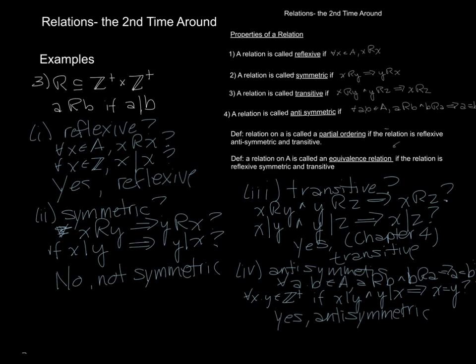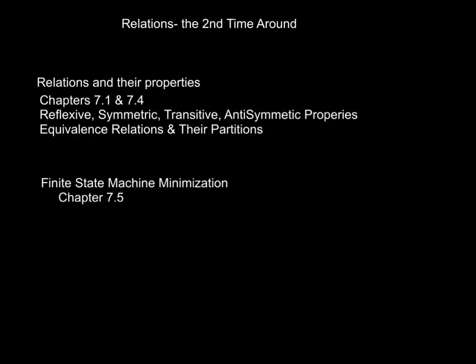So here we have an example of a relation that is reflexive, transitive, and anti-symmetric. So that makes this a partial ordering. It is not an equivalence relation since it's not symmetric. So now we have discussed relations and their properties, in particular reflexive, symmetric, transitive, and anti-symmetric properties. So we're ready to talk about equivalence relations. Remember, those are the ones that are reflexive, symmetric, and transitive, and the partitions that they produce.